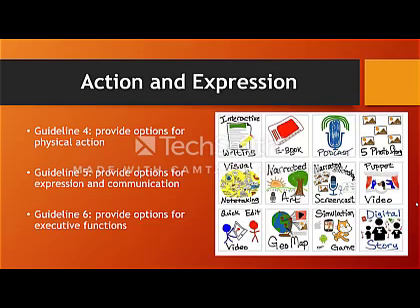The next pillar is action and expression. There are 3 guidelines under action and expression. Guideline 4, provide options for physical action. Guideline 5, provide options for expression and communication. And Guideline 6, provide options for executive functions.